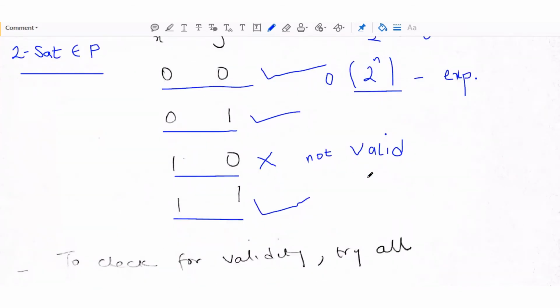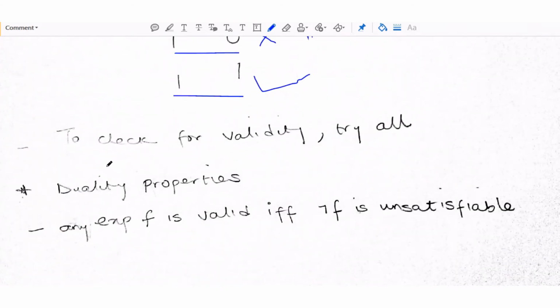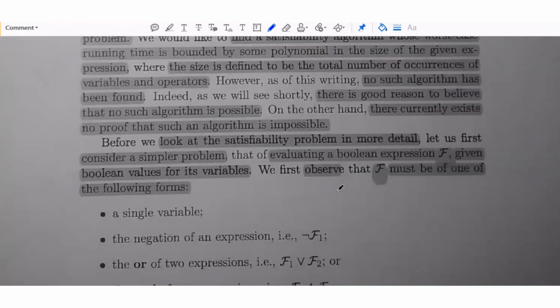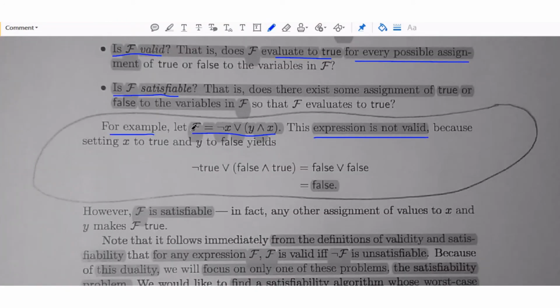While 3SAT, 4SAT and so on are in NP. Another important thing to look at is the duality property: an expression F is valid if and only if not F is unsatisfiable. It means that if we take the expression and negate it, for instance this expression that we have here, then you have X and not Y or not X.